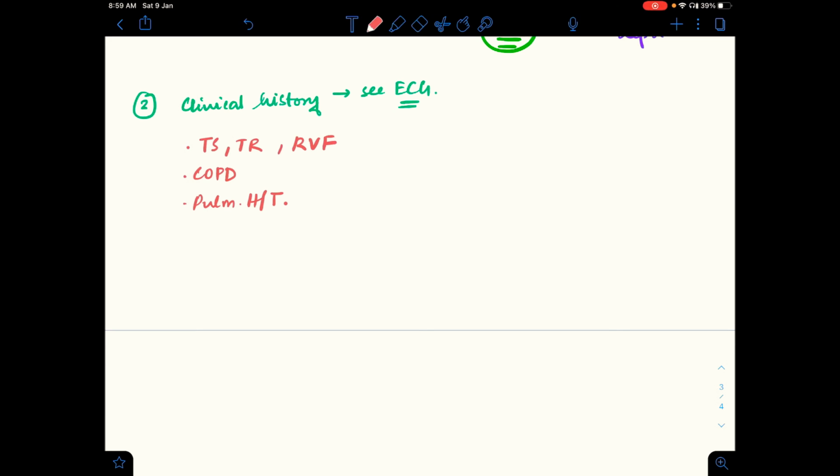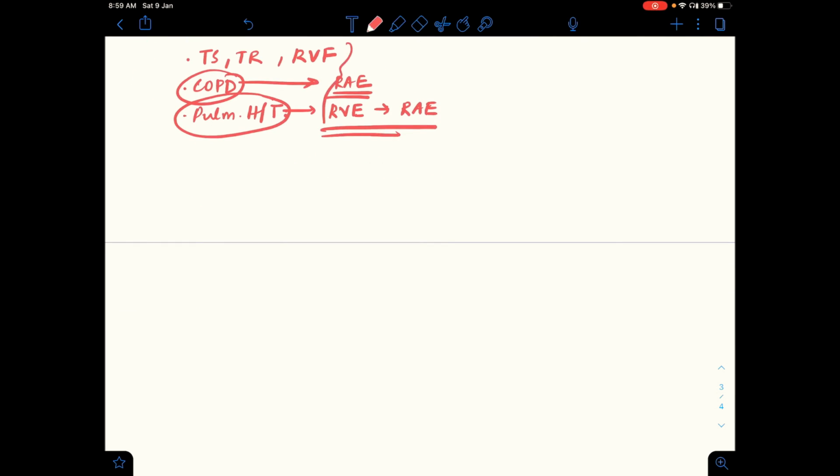All this will have a direct effect on, ultimately, the COPD will have a direct effect on right atrial enlargement, and the pulmonary hypertension will lead to an increased pressure and definitely a right ventricular enlargement and then a right atrial enlargement. So these are the things we can see. Ultimately it will lead to a right atrial enlargement.